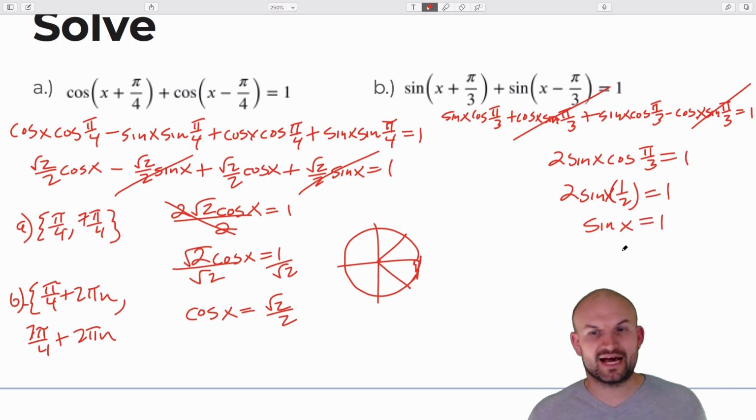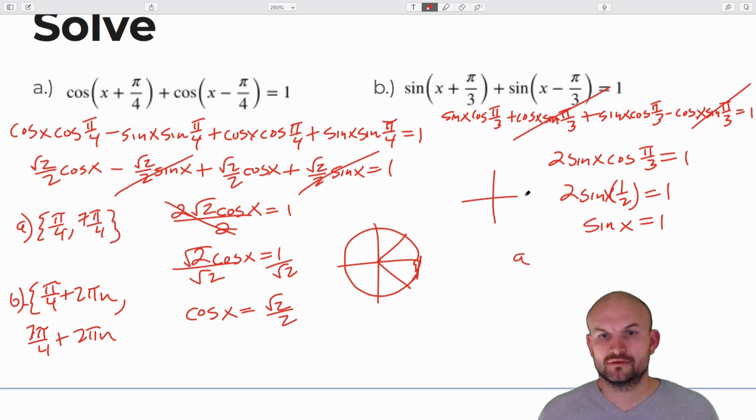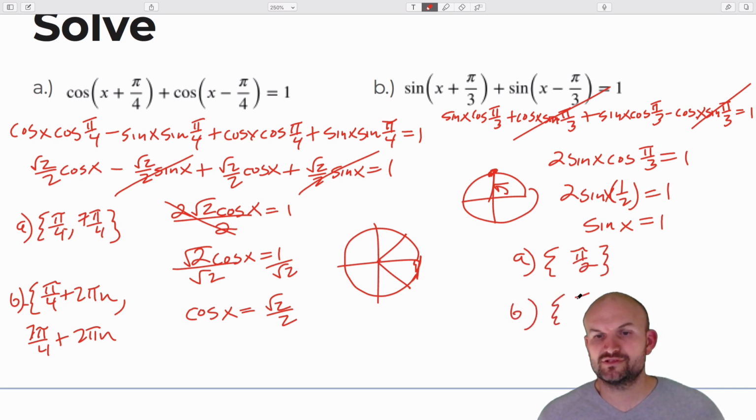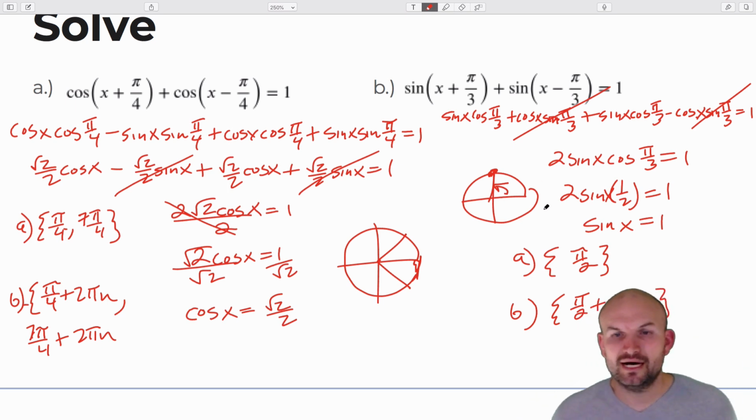To go ahead and find that on the unit circle, that's just going to equal pi halves, right? Which is going to be right up there. So therefore, as far as a goes, that angle is just going to be pi halves. And if I wanted to find all solutions, that angle is going to be pi halves plus 2 pi n, because you have to keep on adding 2 pi to get to that one.